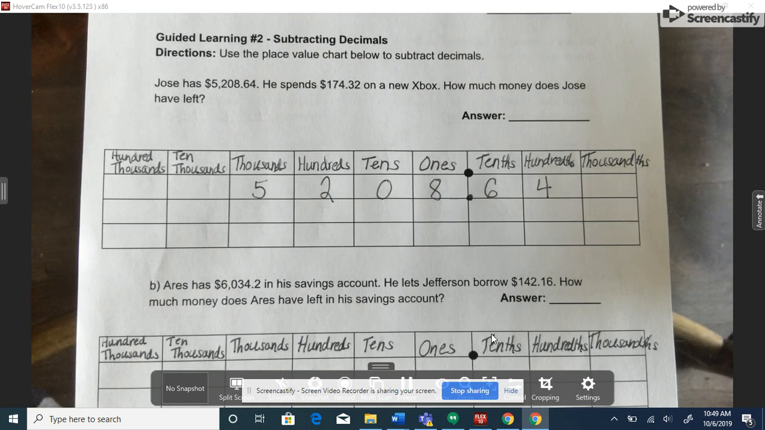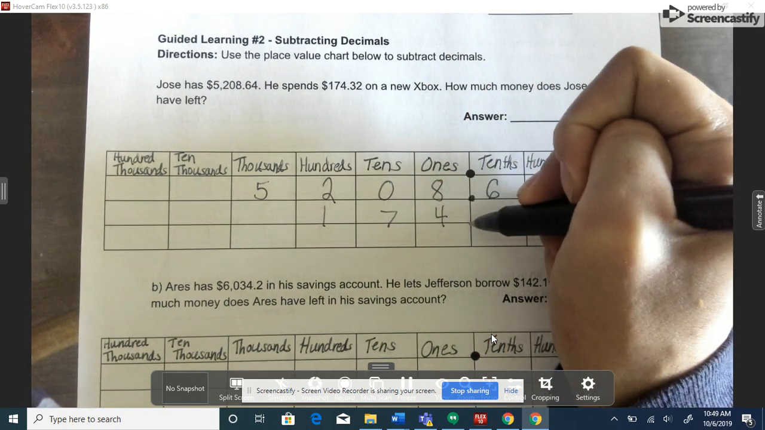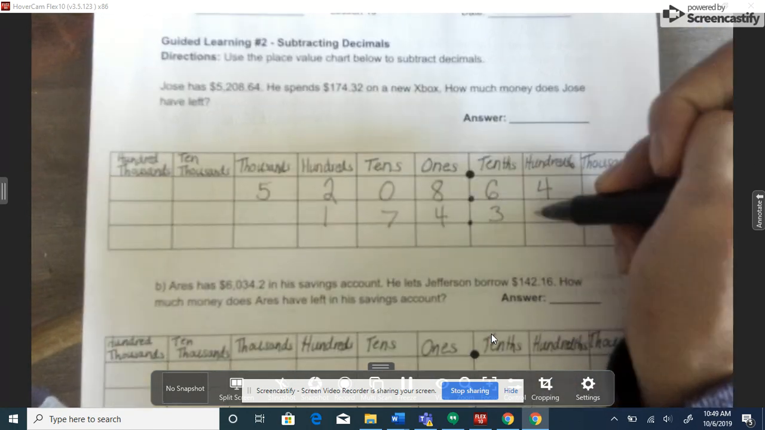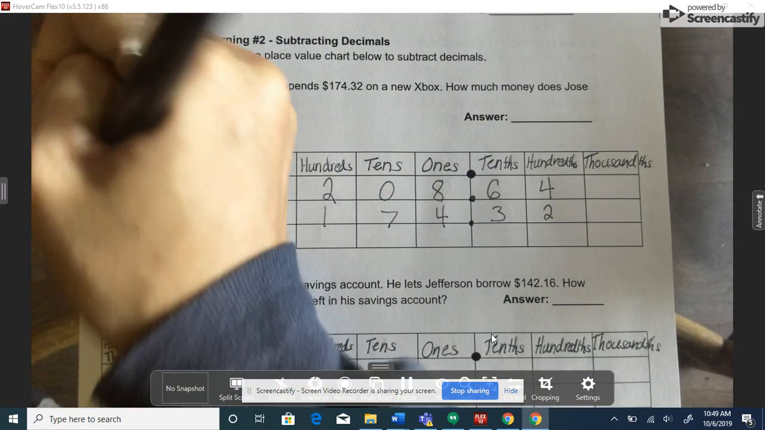Now he's spending $174.32. So we're going to put that underneath. Just like addition, we want to make sure we line up the place values. So there's 100, 7 tens, 4 ones, our decimal point, 3 tenths, and 2 hundredths. Now we're going to be subtracting these.